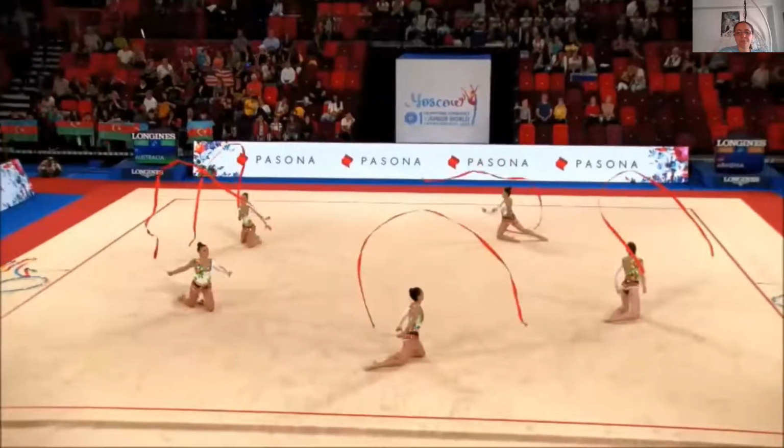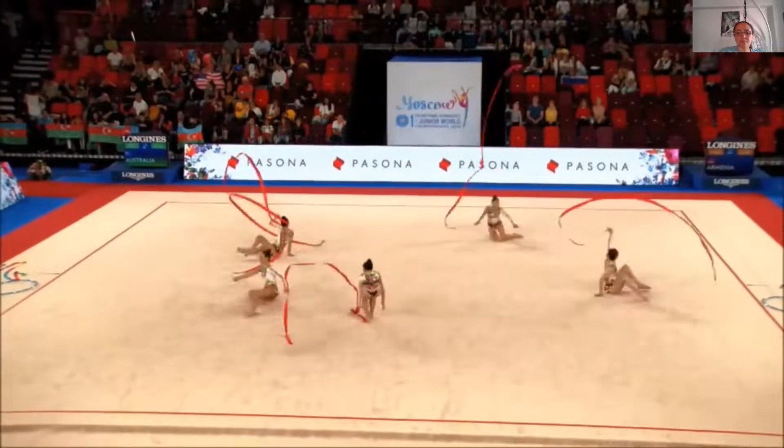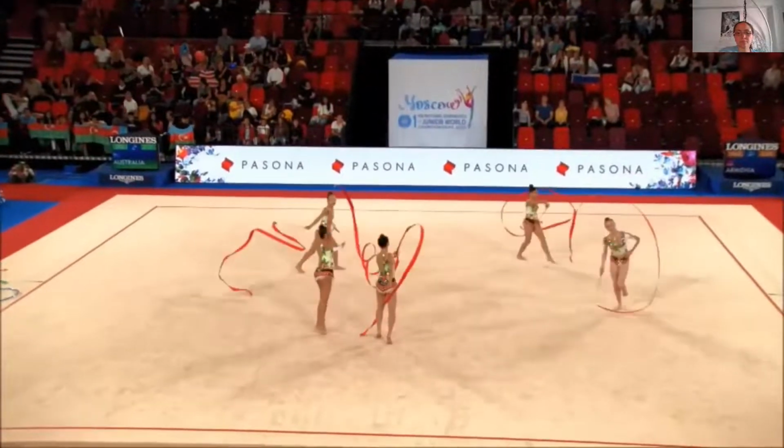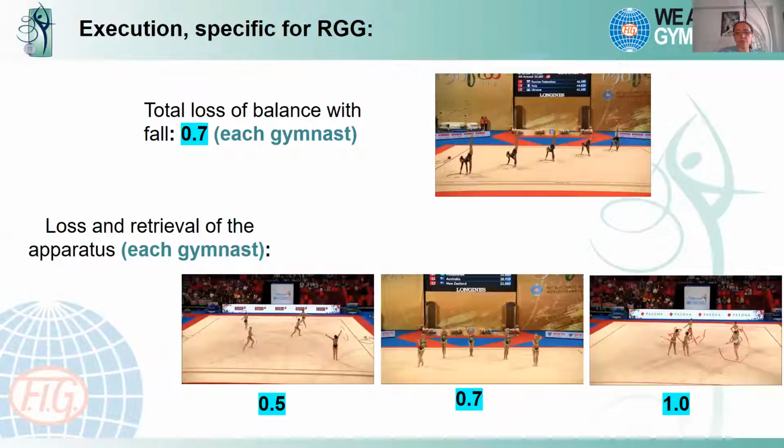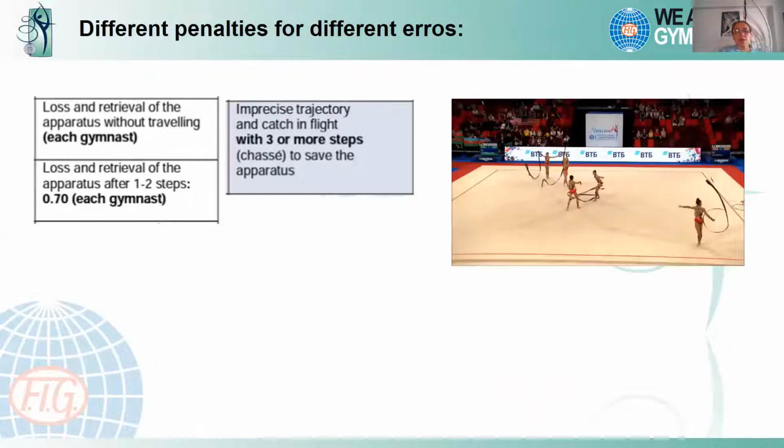Okay. And 1 point. Different penalties for different errors. If we have loss and retrieval of the apparatus without traveling, each gymnast, we have loss and retrieval 1 to 2 steps, 0.7 each gymnast, and we have imprecise trajectory, 3 or more steps.